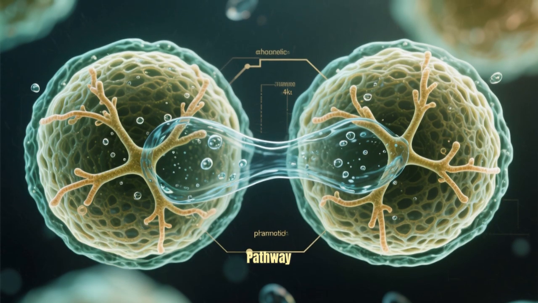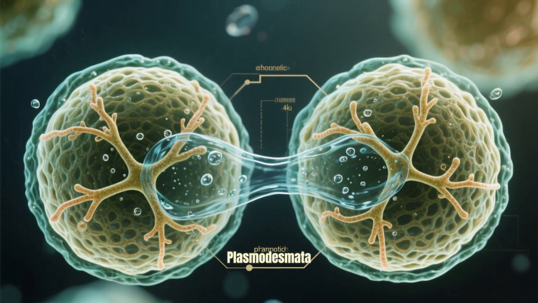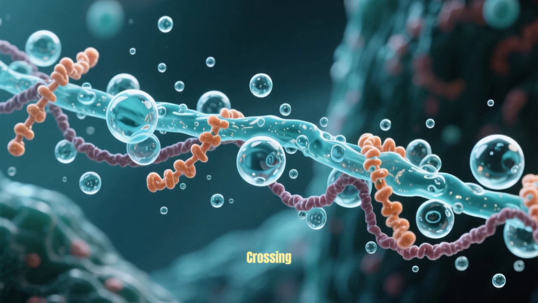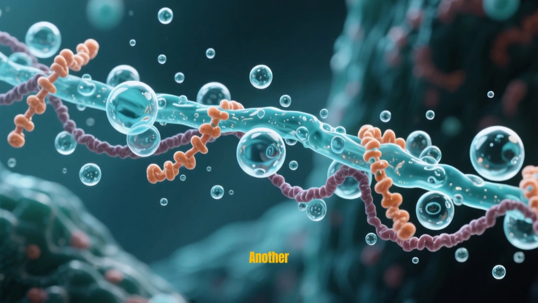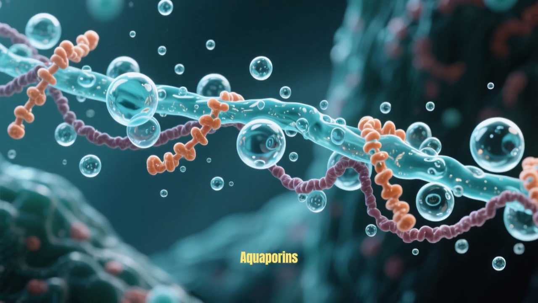In the symplastic pathway, water moves through the cytoplasm of adjacent cells connected by plasmodesmata. The transmembrane pathway involves repeated crossing of cell membranes as water moves from one cell to another, often facilitated by specialized protein channels known as aquaporins.